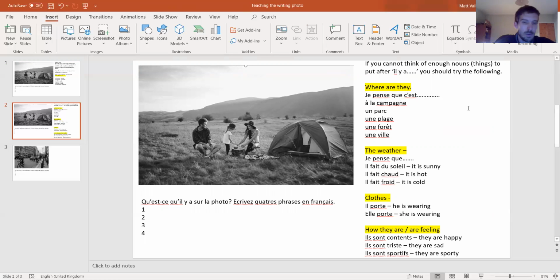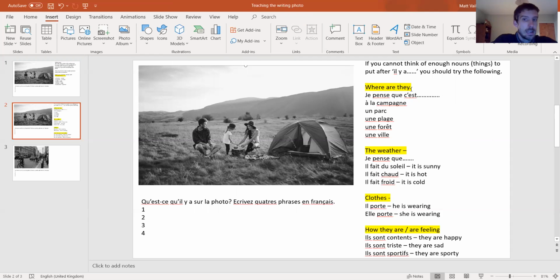You should all be familiar with that. You should all be well aware of being able to use that in class. You know, it's how you give opinions. I think that it is. So je pense que c'est, and then you could follow it by where you think they're at. So in this case, we could say je pense que c'est à la campagne. I think it's in the countryside. Okay. You could probably get away with just c'est à la campagne. It's in the countryside, but I think the je pense que is quite nice in front of it.